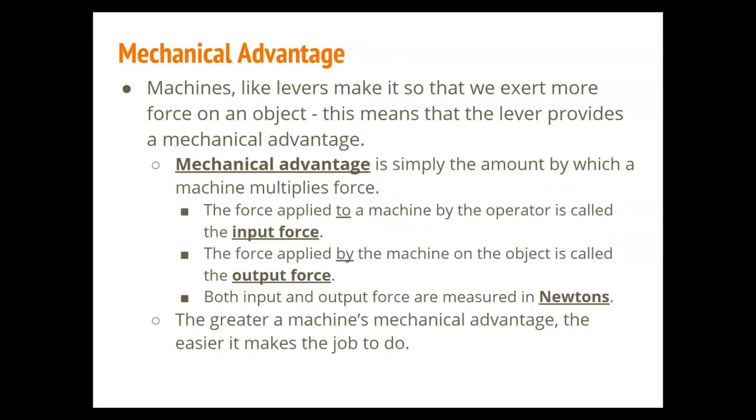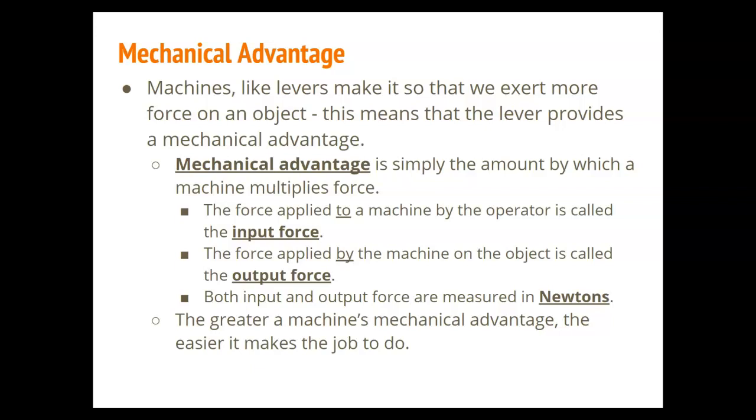Let's talk about what mechanical advantage is. Machines, like levers, make it so that we can exert more force on an object. What that means is that the lever provides a mechanical advantage, right? We might only be able to exert, let's say, 1,000 newtons of force on an object, which is an awful lot, but let's say we could do that. But let's say that the object weighs 2,500 newtons. Well, if the object weighs 2,500 newtons, maybe it's a car, and I'm trying to lift it myself, but I can only exert 1,000 newtons of force, I'm not going to be able to move that car.